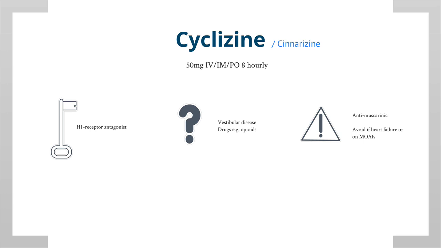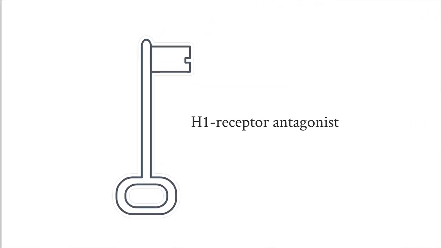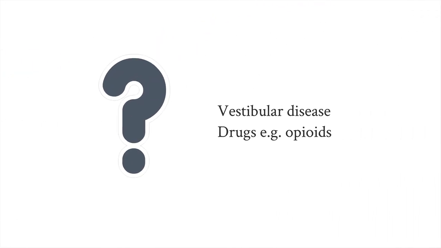So cyclizine is given at a dose of 50 milligrams. It can be given IV, IM, or PO, and it's usually given 8 hourly. That's TDS. So how does it work? It's an H1 receptor antagonist. When is it commonly used? So because of its effect on H1, it's very effective in anything to do with vestibular disease, as we might expect from the previous pathway.